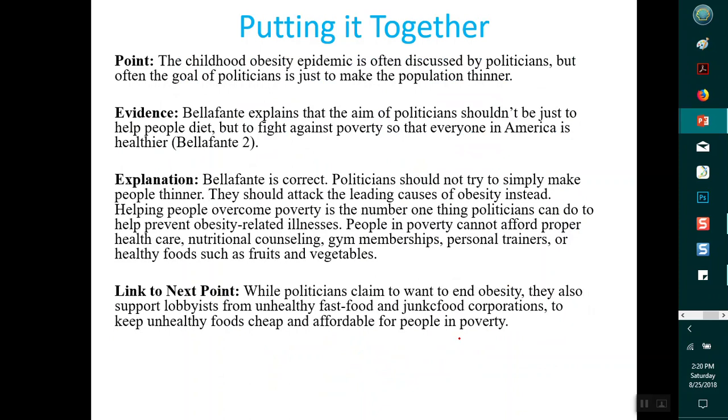So if you were reading this, you would know the main point here is to argue that politicians are often just trying to make the population less obese. They think by making them less obese, that will take care of some of the illnesses, and then they won't have to spend as much government money on treating those illnesses, right? I have my evidence countering the politician's goal and explaining what their aim should be. Then I have my explanation, and then my link to my next point. Sometimes, again, this is called a transition.